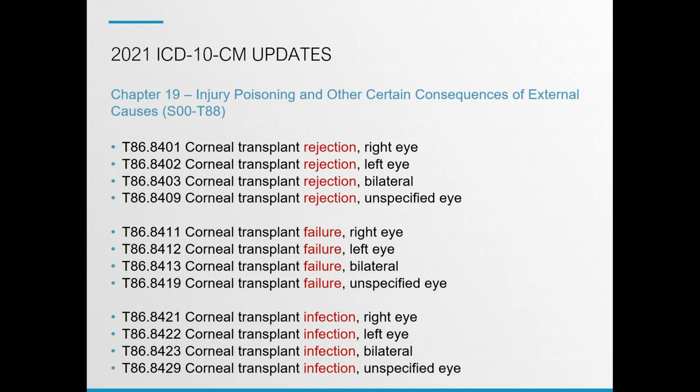Again, included in Chapter 19, there's 20 codes that define the complications of corneal transplant, and these will further define that anatomic location as being right, left, bilateral, or unspecified. So again, you can see here, additionally, was this a rejection? Was it a failure? Was it an infection? When you make one of these changes to one of these codes, notice it impacts 4 codes for each of these. And that's where those numbers start to seem so high.